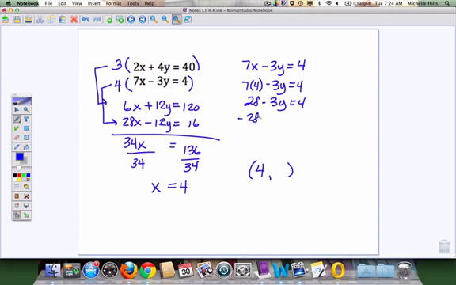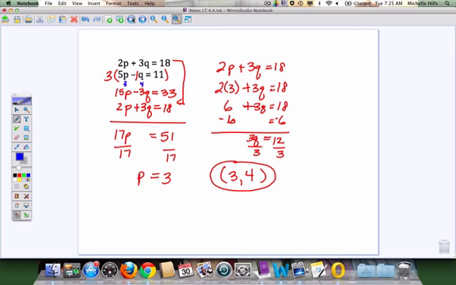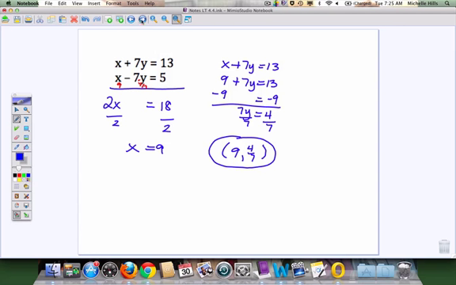Subtract my 28 to eliminate the constant on the left and move it to be with the constant on the right. Be careful when you bring this down. With the minus in front of the 3y, it comes as a negative 3y equals negative 24. And then divide by negative 3 to get y is positive 8. So it's the point (4, 8).